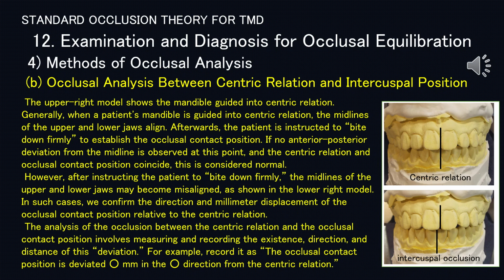However, after instructing the patient to bite down firmly, the midlines of the upper and lower jaws may become misaligned, as shown in the lower right model. In such cases, we confirm the direction and millimeter displacement of the occlusal contact position relative to the centric relation. The analysis of the occlusion between the centric relation and the occlusal contact position involves measuring and recording the existence, direction, and distance of this deviation. For example, record it as: the occlusal contact position is deviated mm in the direction from the centric relation.